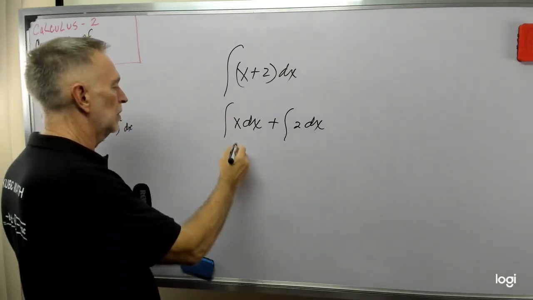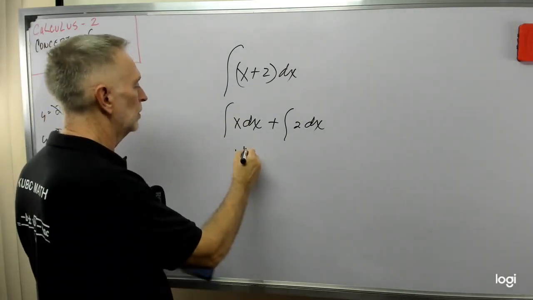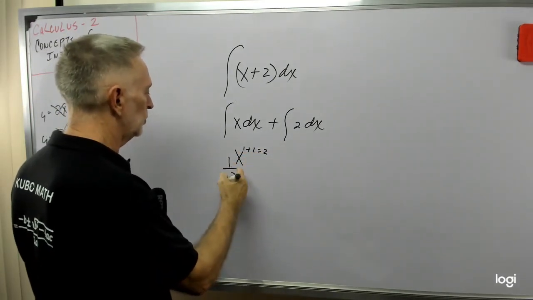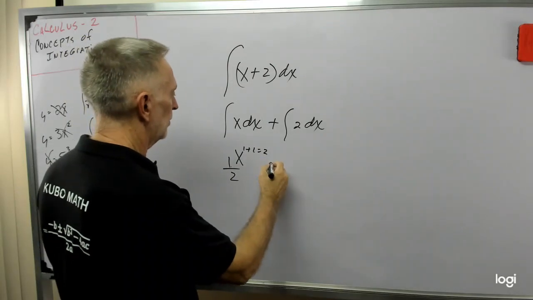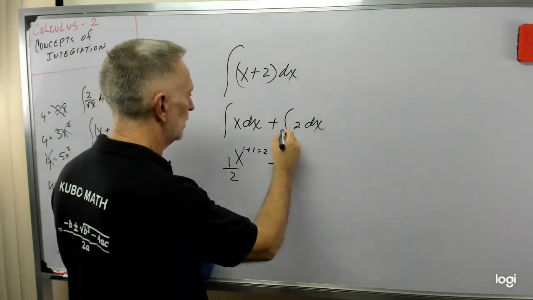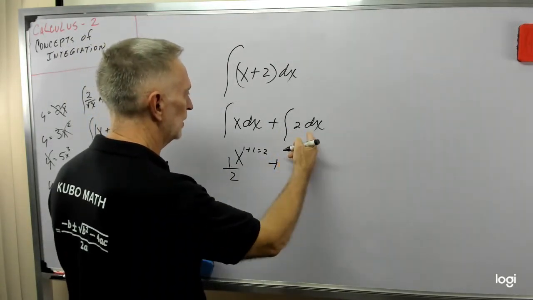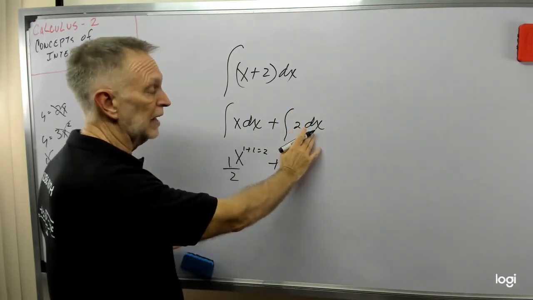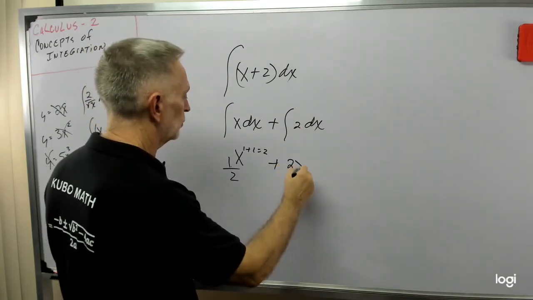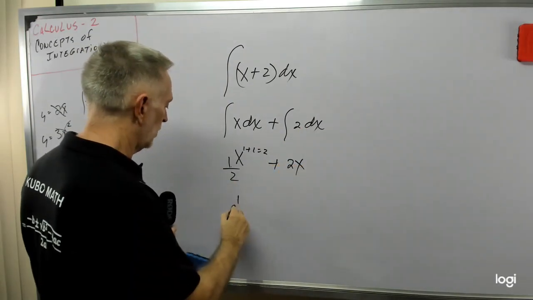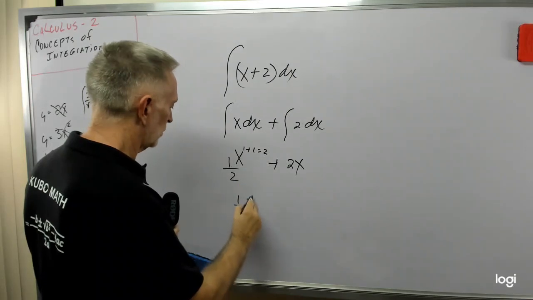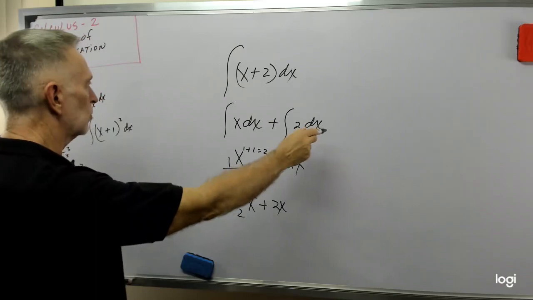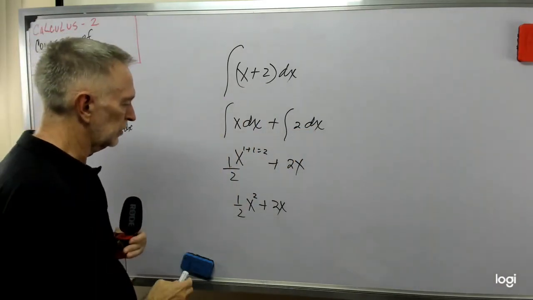So I could say the integral of x dx plus the integral of 2 dx. So here we go. I have x to the first power, add 1, that equals 2, divide by 2, plus I've got the 2, and actually bring the 2 out if you want, and then the integral of dx is x. So I end up with 2x. So I have 1/2 x to the second power plus 2x would be the integral of x plus 2 dx.